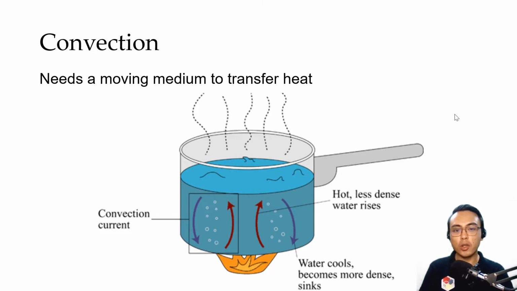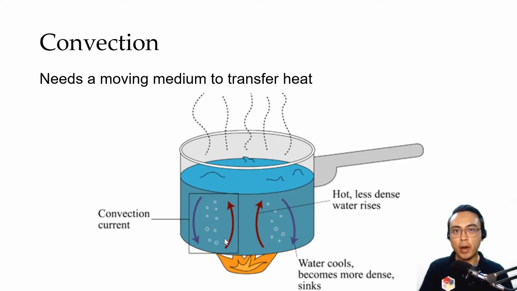A warm parcel of fluid, be that a liquid or a gas, would tend to float or would tend to go up because it gets less dense, and a colder parcel of the fluid would tend to go down because it's more dense. It is this alternating cycle of rising and falling and rising and falling in fluids that results to heat transfer via convection.